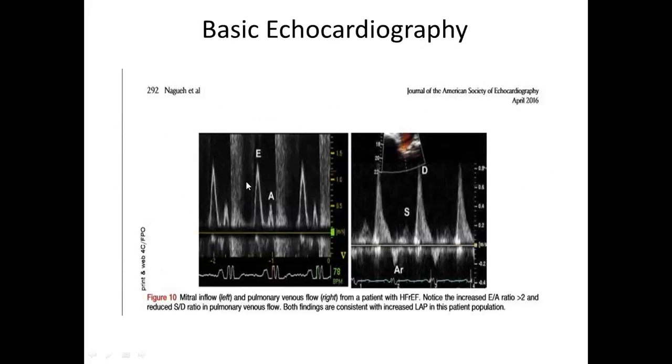This is a pseudo-normal pattern, probably grade 2 diastolic dysfunction. All right, so this is the mitral inflow and pulmonary vein flow from a patient with heart failure with reduced ejection fraction.